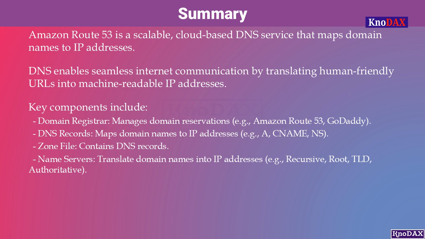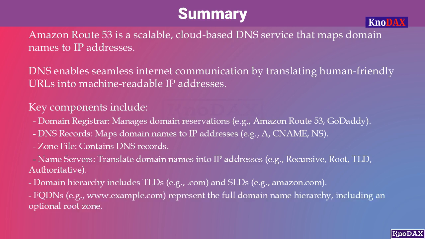Domain names are structured hierarchically, with TLDs, such as .com or .org, representing the top level. SLDs, like Amazon in Amazon.com, serving as the second level. Finally, FQDNs, or fully qualified domain names, such as www.example.com, represent the complete domain hierarchy, including an optional root zone.